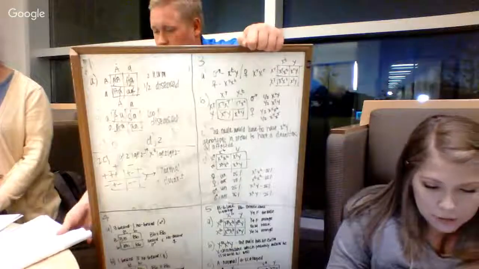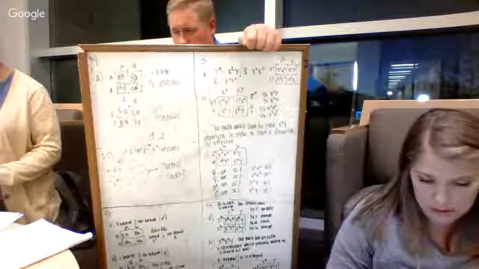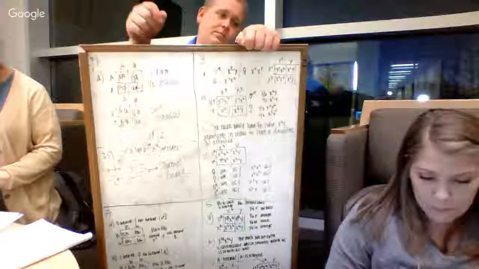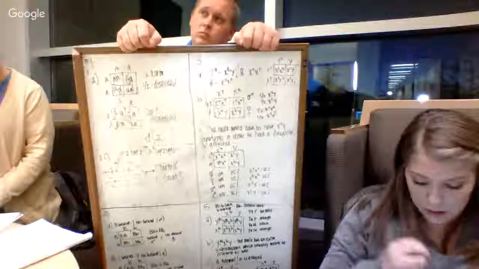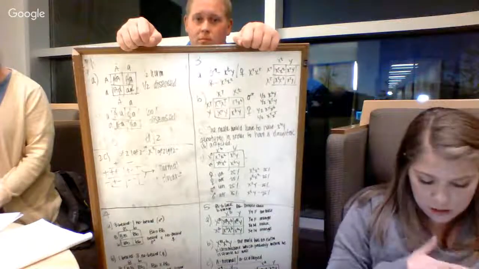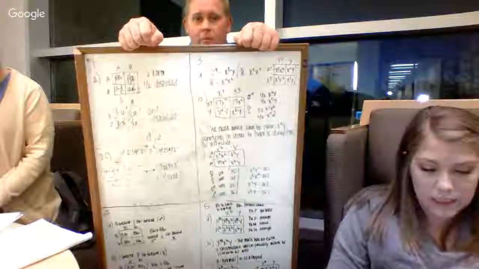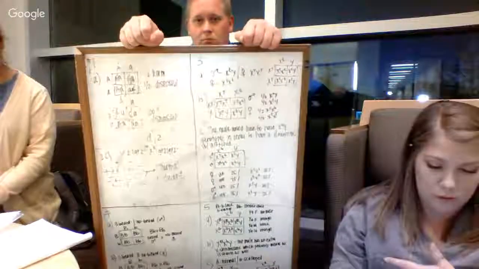For E, blank is an epigenetic process that occurs during gamete formation, so that one's genomic imprinting, while blank is an epigenetic process that occurs during embryogenesis, and that's dosage compensation. So basically it's just saying like genomic imprinting happens during this phase of the reproduction, whereas the dosage compensation occurs in a different phase.